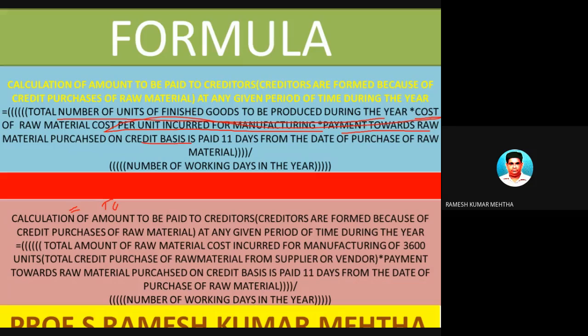Sorry. So the first one, total number of units to be produced is 3,600 units, into cost of raw material per unit is equal to 100 rupees, as already told, into payment will be done after 11 days, means it will be done on the 12th day. Okay, there was some slight change. Okay, you please overcome that, divided by 360 days. If you use this formula, you will get the same result, like 11,000 rupees, what we got.